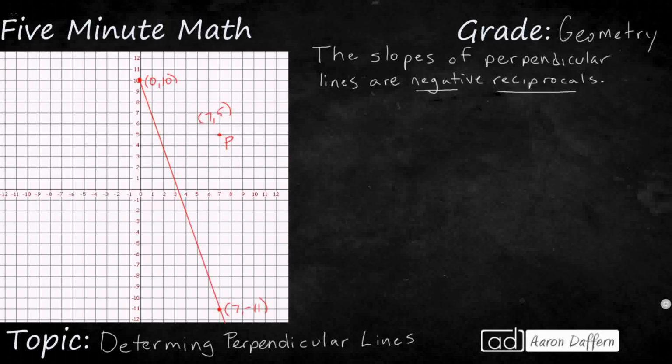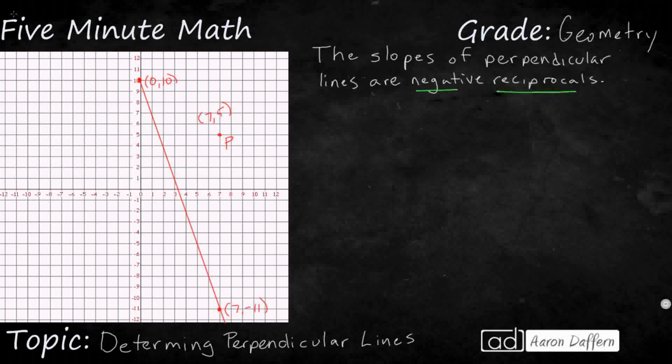Today we are looking at the geometric concept of determining perpendicular lines, specifically how we can find a line, given a point, that's perpendicular to another line, and we'll do it in 5 minutes or less. So the first thing we need to know is that the slopes of perpendicular lines are negative reciprocals. So we need to find the slope of the given line, and then we're going to find the negative reciprocal. That will be the slope of the perpendicular line.